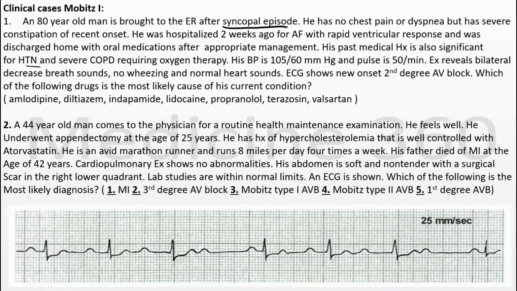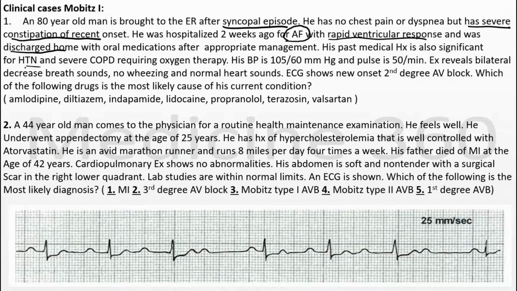The patient has severe constipation of recent onset, and on the previous admission to the hospital, two weeks ago, the patient was diagnosed with atrial fibrillation with rapid heart response. It means we discharged the patient on medication which controls the ventricular rate. In atrial fibrillation, to control the ventricular rate and rhythm, we give medications like calcium channel blockers, beta blockers, and in some cases digoxin and amiodarone. The most common drugs are the calcium channel blockers and the beta blockers. So the patient may have been given one of these two groups of drugs.